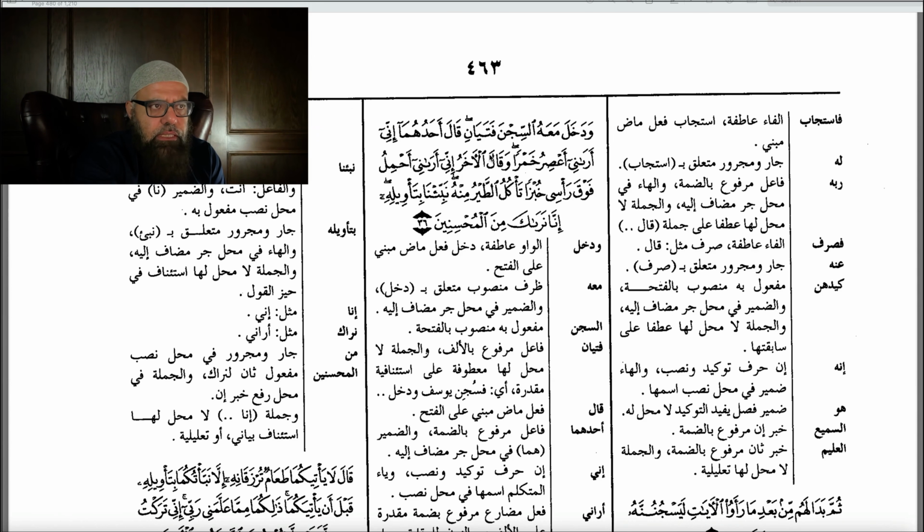So these are considerations when doing i'rab, that we need to identify the sentences where they start, where they end, and whether the sentences are nested or not nested. Okay? So that's the first one.